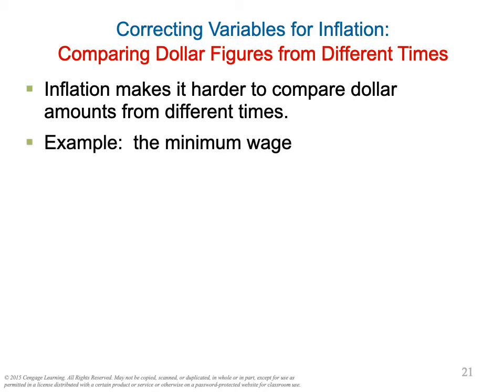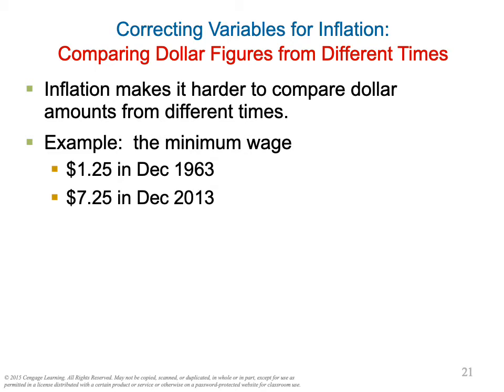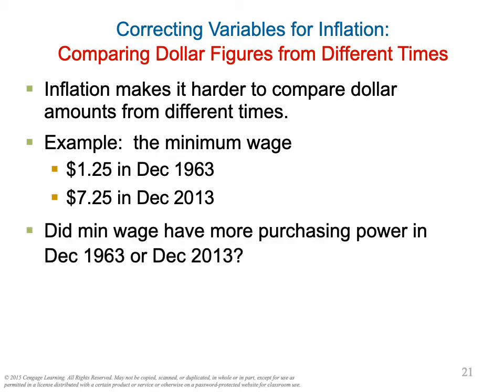So an example might be the minimum wage, right? So think about this. The minimum wage was $1.25 in December of 1963. In December of 2013, it was $7.25. So a question you might be interested in asking is, did minimum wage have more purchasing power back then in 1963, or does the minimum wage have more purchasing power in 2013?